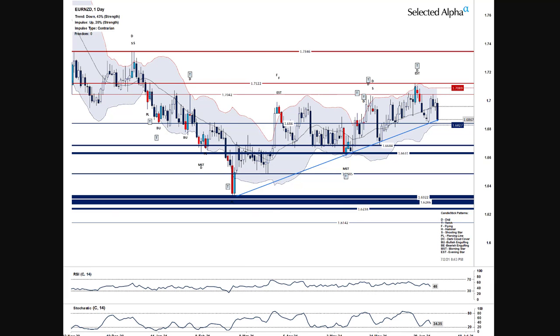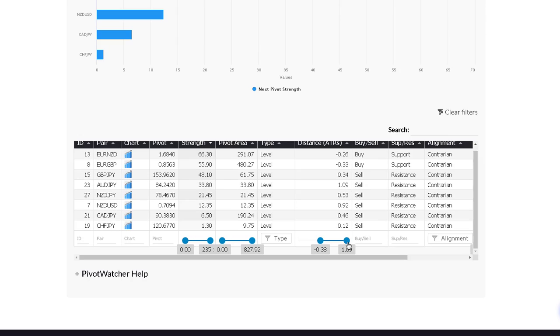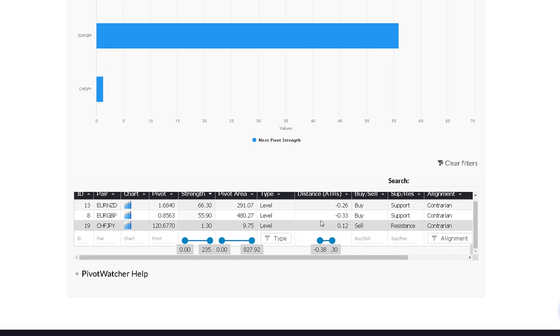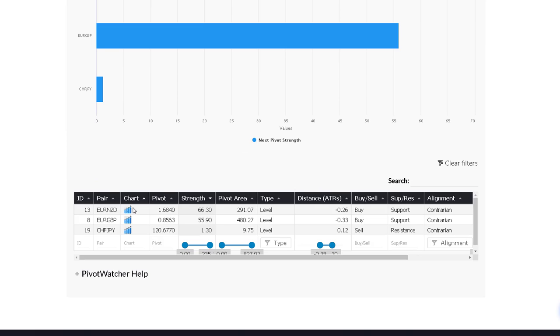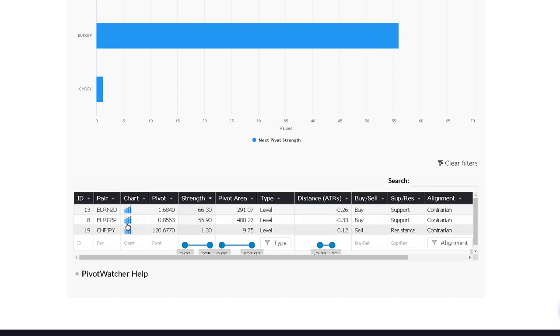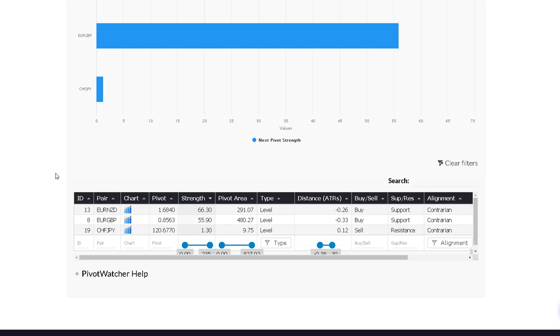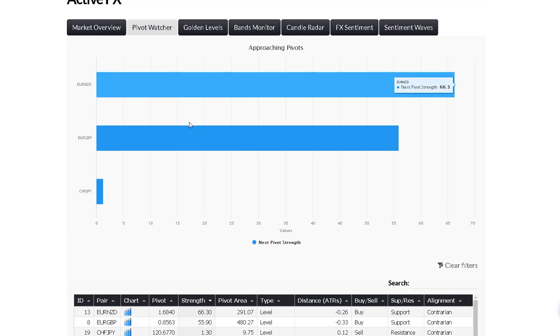You can focus this table only on the closest pivots by using the numerical slider at the bottom of this table. If we open each chart, we still see the prices that are likely to be tested by the pairs in the nearest time. The pivot strength chart also updates to only show the selected pivots.